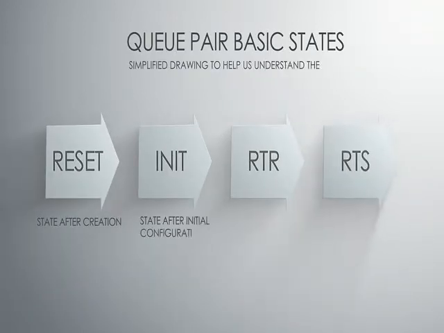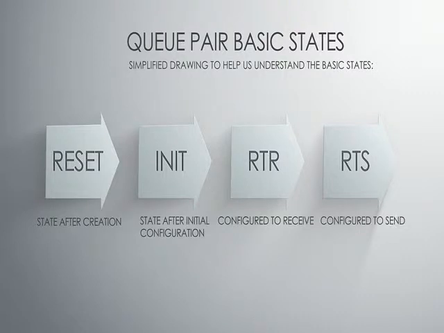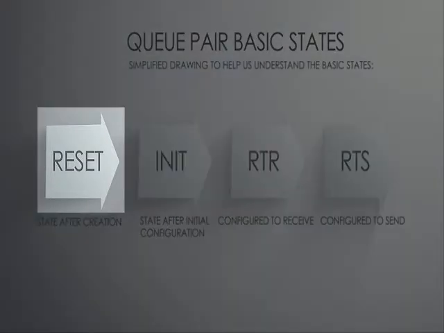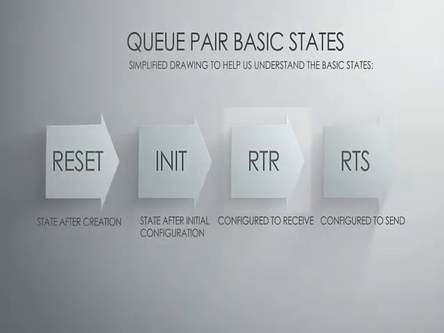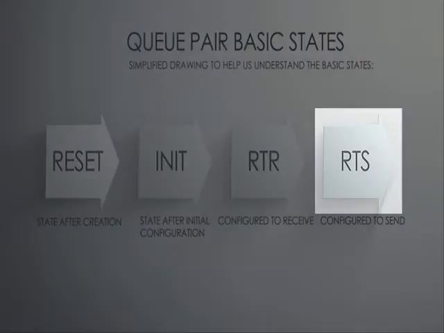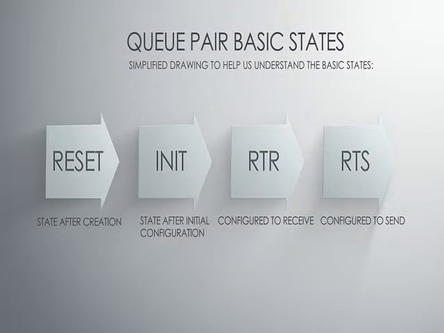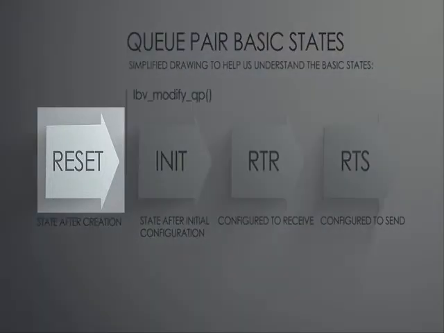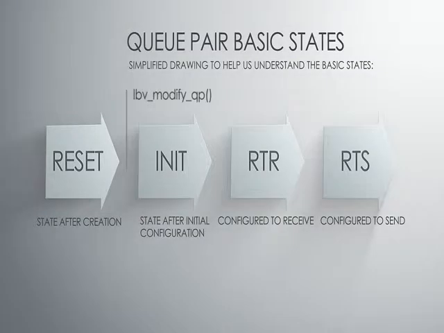The following simplified drawing helps us understand the basic states: reset, initialized, ready to receive, and ready to send. We move the Q pair through its states by calling IBV modify QP. Upon creation, a Q pair is in the reset state. In this state, the Q pair can't process any work request.